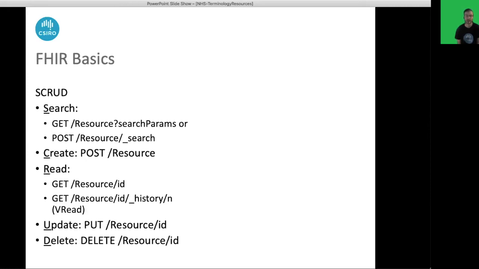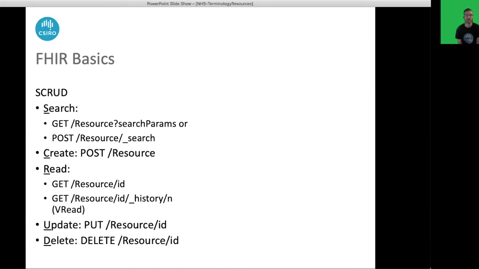The update interaction uses the HTTP PUT method. So we start with our JSON or XML representation of the resource. In this case, it does have to have an ID, and we send it through to /the resource name, so /ValueSet or CodeSystem or whatever, /the ID of the resource that we're trying to update.